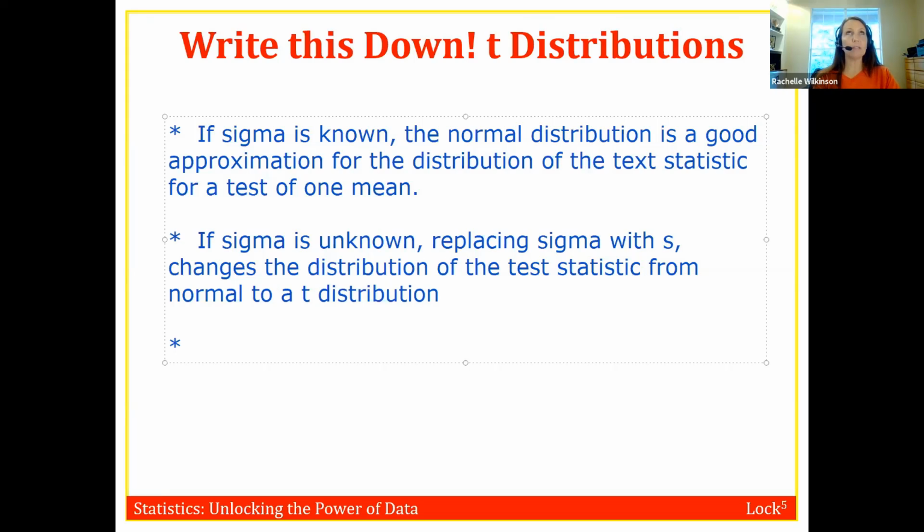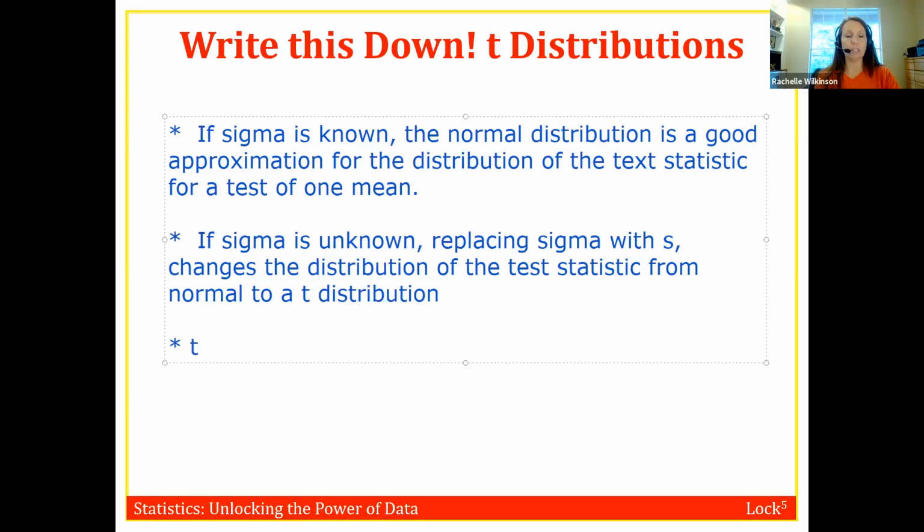So t distributions are very, very similar to normal distributions. They're still bell-shaped, they're symmetric, they're single-peaked. The main difference is that t distributions are going to be a little bit flatter and a little bit more spread out, meaning that there's going to be more area in the tails. That represents the extra uncertainty that we have by estimating more things. So let me write that down first.